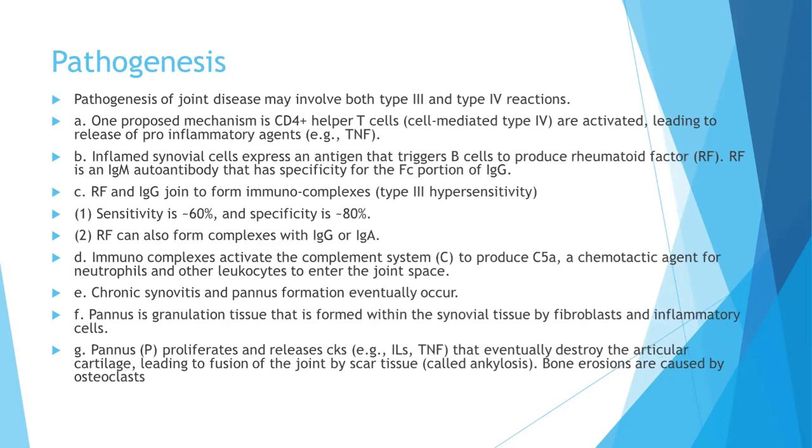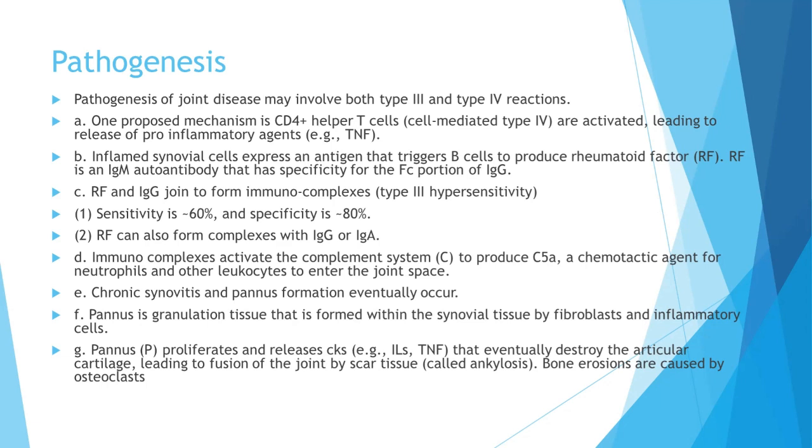The pathogenesis of joint disease may involve both type 3 and type 4 reactions. One proposed mechanism is that CD4 plus helper T cells are activated, leading to the release of pro-inflammatory agents. Now, the inflamed synovial cells then express an antigen that triggers the B cells to produce the rheumatoid factor. That's why the RF is increased and may be a marker of rheumatoid arthritis. The RF is an IgM antibody that has specificity for the Fc portion of IgG. The RF and IgG join to form immune complexes, and that is the type 3 hypersensitivity reaction. The RF sensitivity is 60% and specificity is 80%. The RF can also form complexes with IgA or IgG.